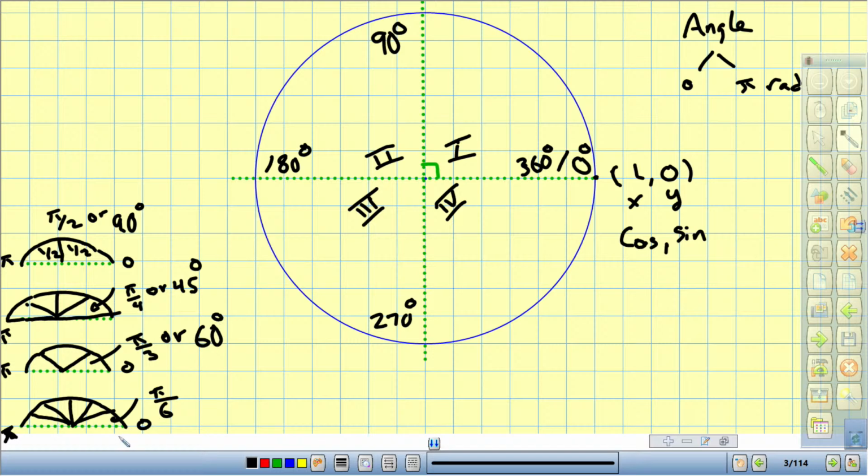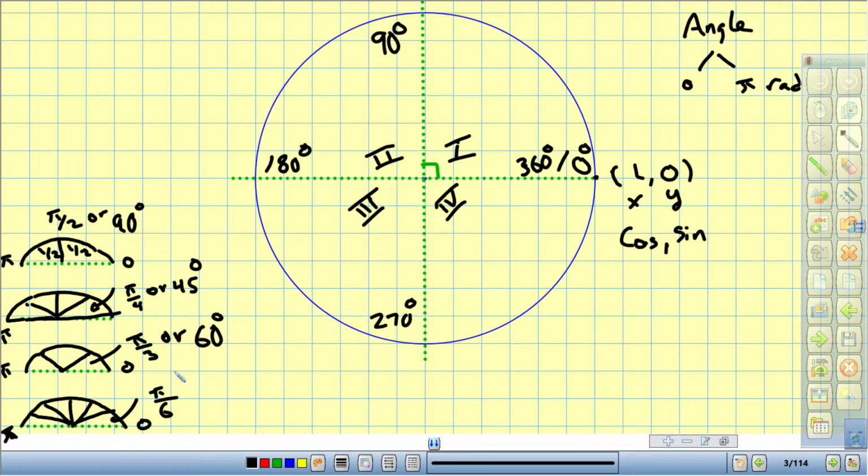Okay, next one. Pi over 6. So now you're taking the 60, instead of pi over 3, right, 60, you take the 60 and divide that into a half, into 2. How much would that be? Or you take the 180 divided by 6. That's also another way to get there. How much would that be?